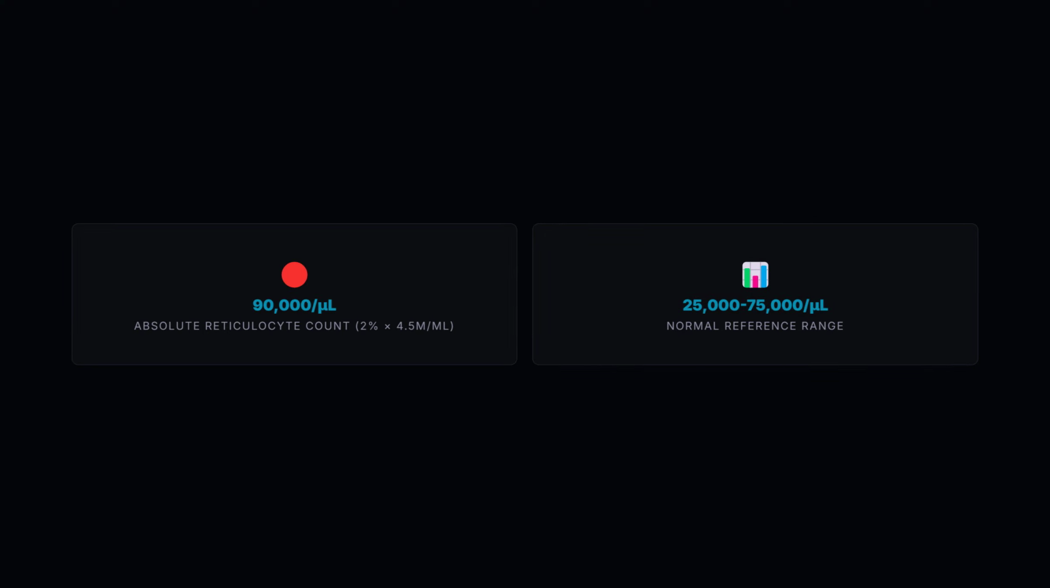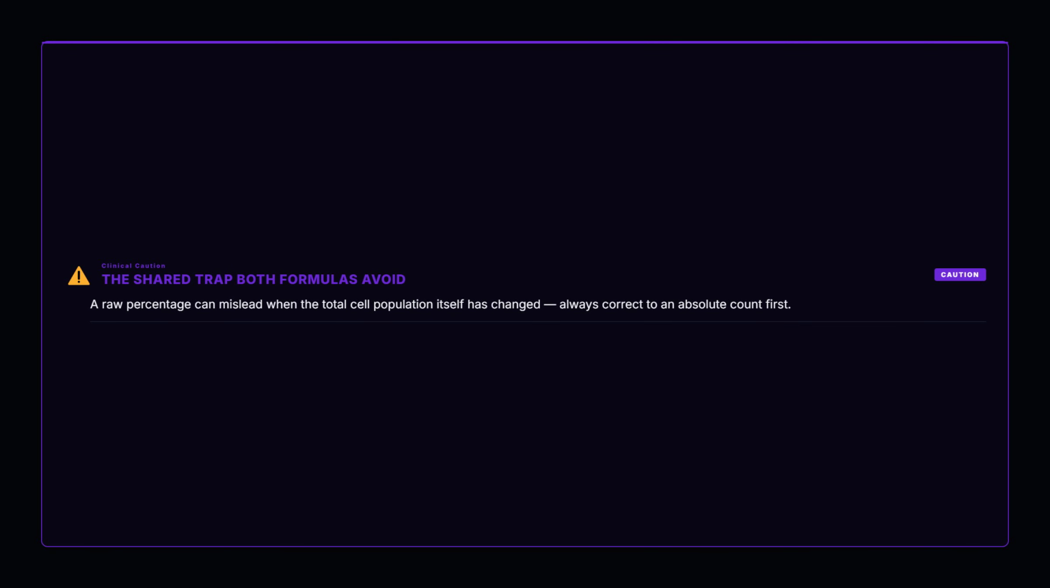A reticulocyte count of 2% against a red cell count of 4.5 million per microliter gives an absolute reticulocyte count of 90,000 per microliter, above the normal 25,000 to 75,000 range, indicating genuine compensatory marrow response. The trap both corrections avoid is the same one.